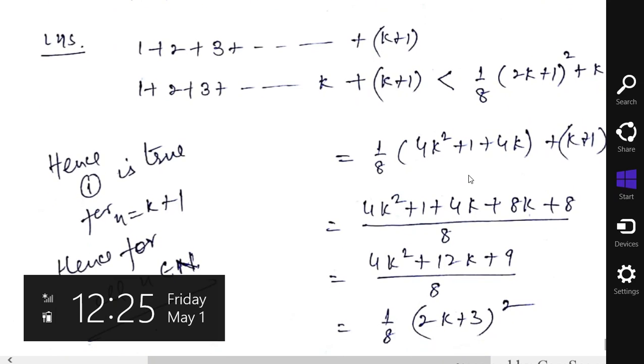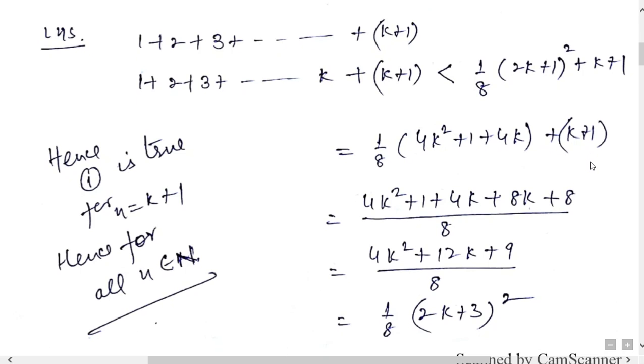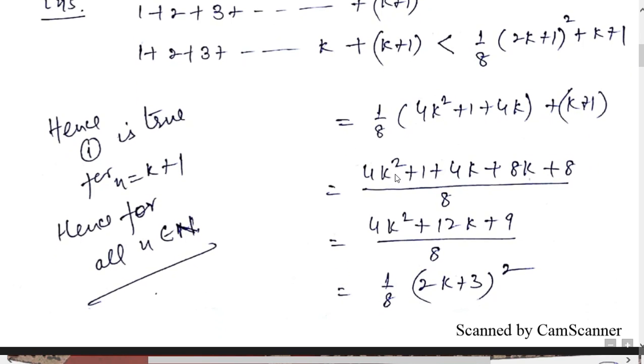1 over 8, it's 4k square plus 1 plus 4k plus k plus 1. Then take LCM. 4k square plus 1 plus 4k plus 8k plus 8. It's 4k square plus 12k plus 9 divided by 8. It's 1 over 8 (2k plus 3) whole square. Hence statement number 1 is true for n is equal to k plus 1. Hence true for all n belongs to natural numbers.